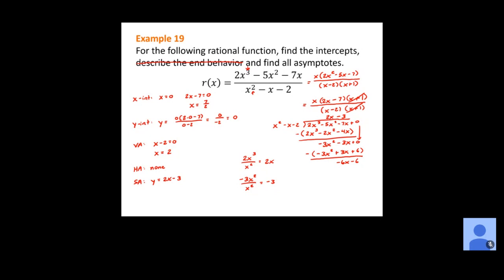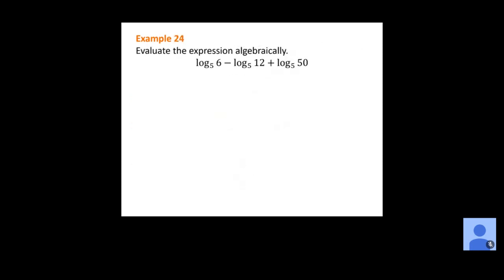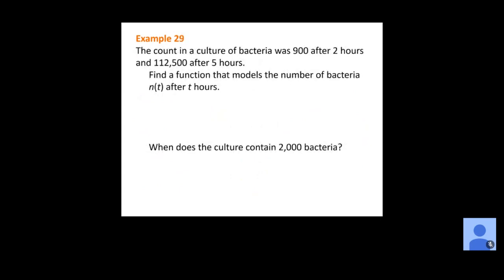All right, so next one we're going to look at, we're going to skip all the way to 29. So now we're in the exponential stuff. The count in a culture of bacteria is 900 after 2 hours and 112,500 after 5 hours. We need to find the function that's going to model the number of bacteria after t hours. All right, so how are we going to start this one?